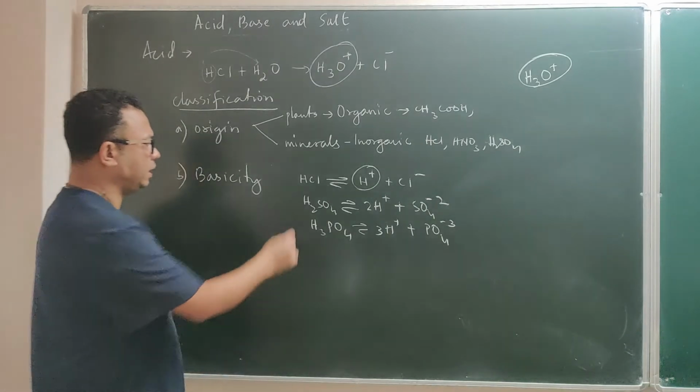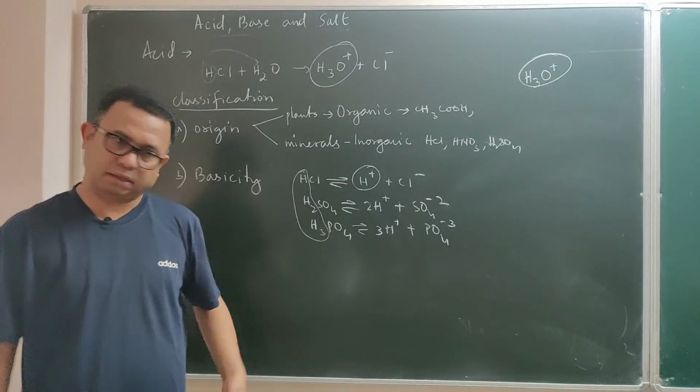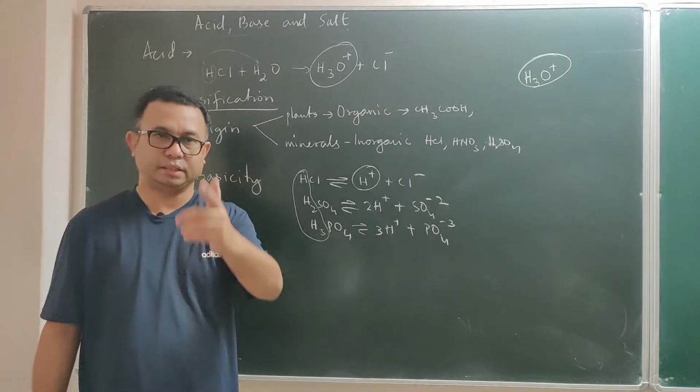Now you must be wondering that by just looking at the number of hydrogens in an acid, we can say what is the basicity. Yes, it's very true, but it does not always work, especially with respect to organic acid. Now I'll show you.